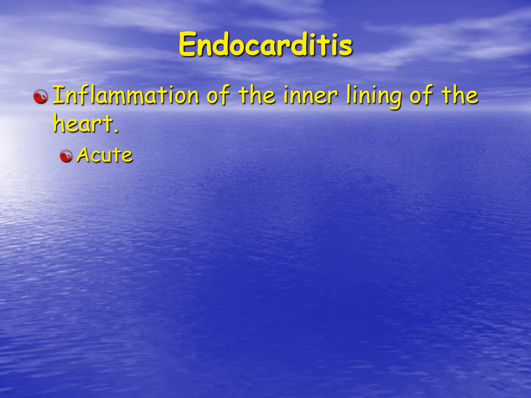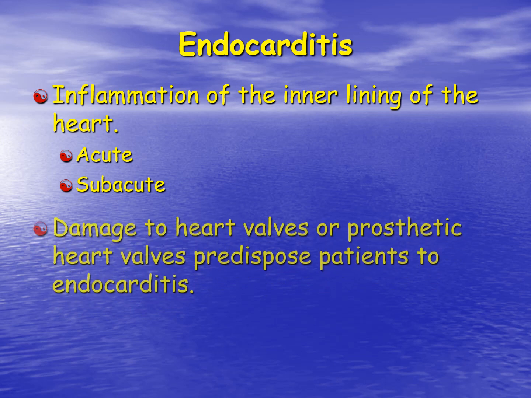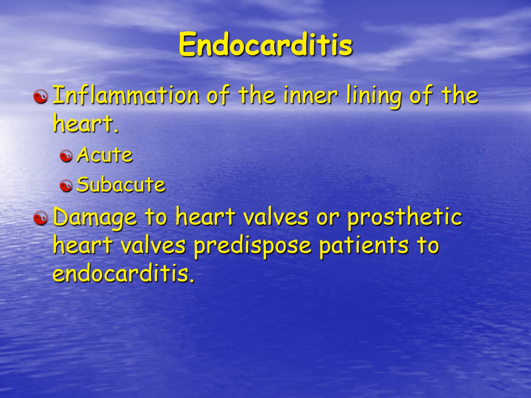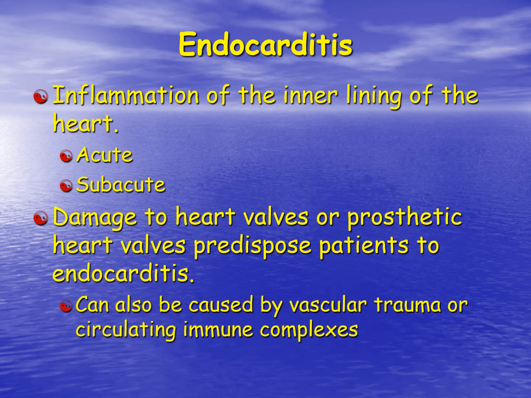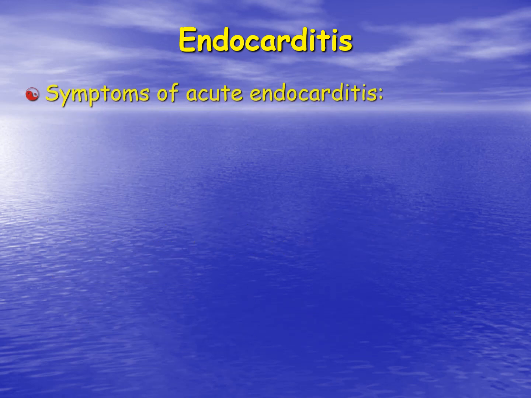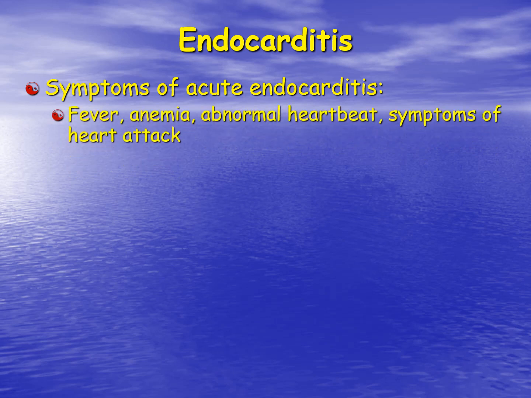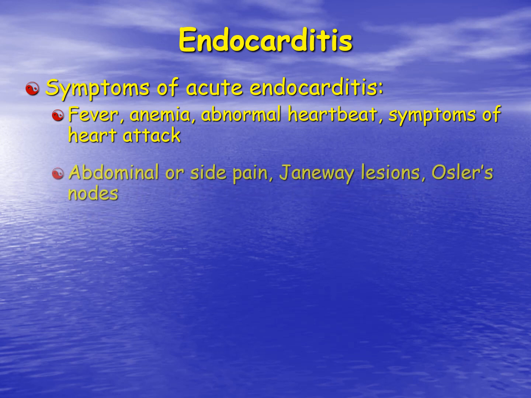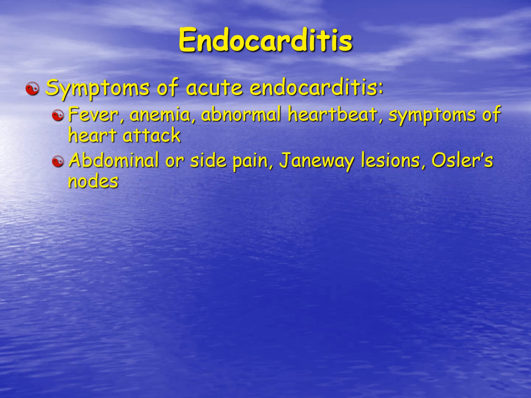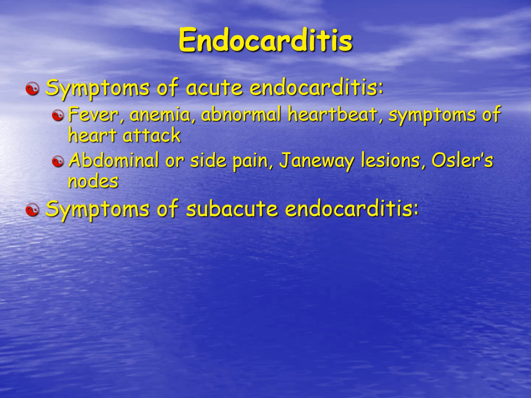This can be acute or subacute. Damage to heart valves or prosthetic heart valves predispose the patients to endocarditis. Can also be caused by vascular trauma or circulating immunocomplexes. Symptoms of acute endocarditis include fever, anemia, abnormal heartbeat, symptoms of a heart attack in some cases. Abdominal or side pain, Janeway lesions, or Osler's nodes have also been noted.